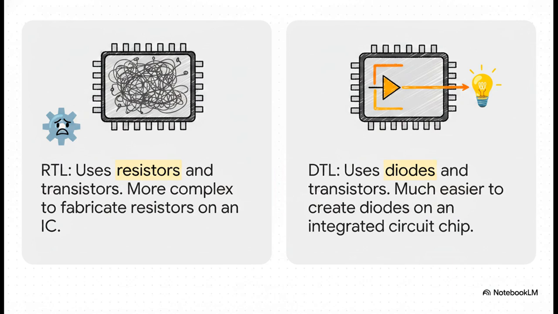Now you might be asking, why DTL? Well, before DTL, there was RTL, resistor transistor logic. And DTL had this huge manufacturing advantage. See, on an integrated circuit chip, making a precise resistor is actually a lot harder than making a diode. So that efficiency made DTL a way more practical and, well, popular choice for building logic gates back then.